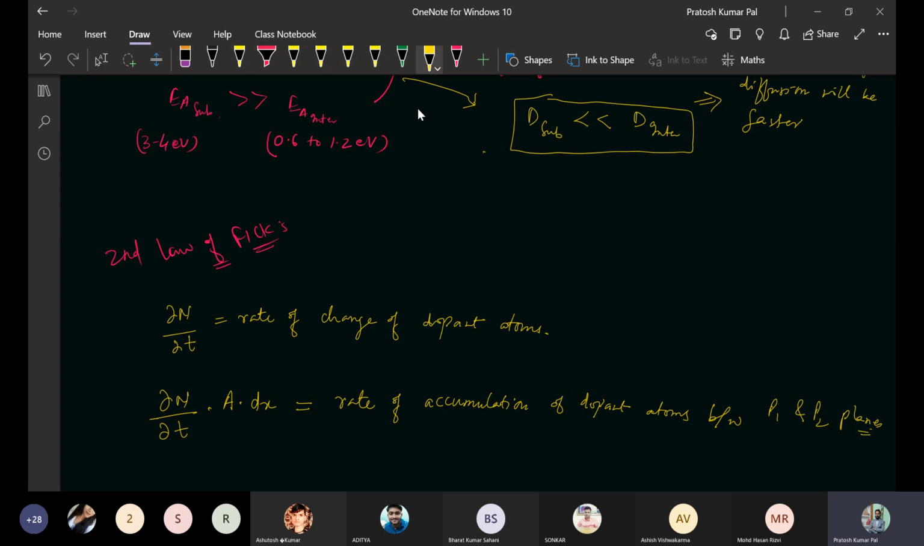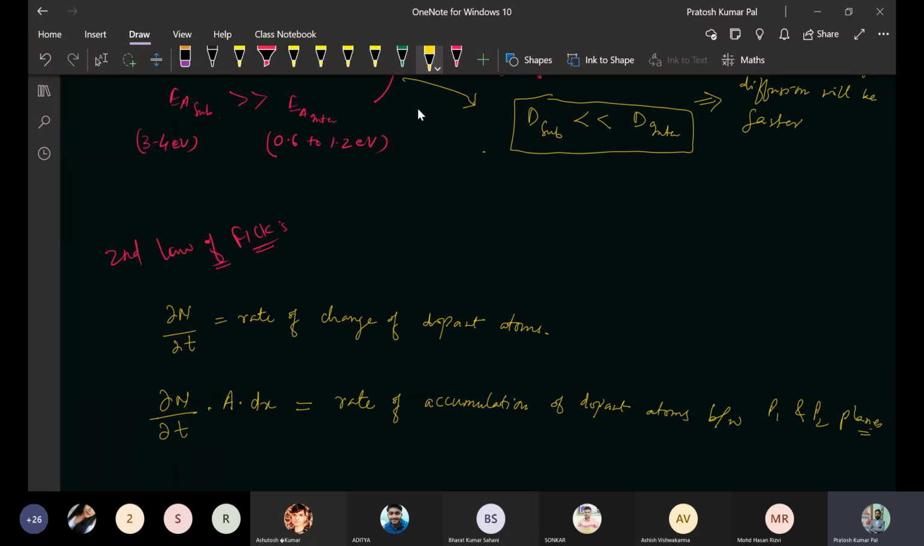This del n is the change in the concentration of dopant in the particular volume that we have taken between two planes, with respect to time. So it is considered as the rate of accumulation. If the concentration of dopants has changed in this volume with respect to time t, that is the rate of accumulation of dopants between these two planes.